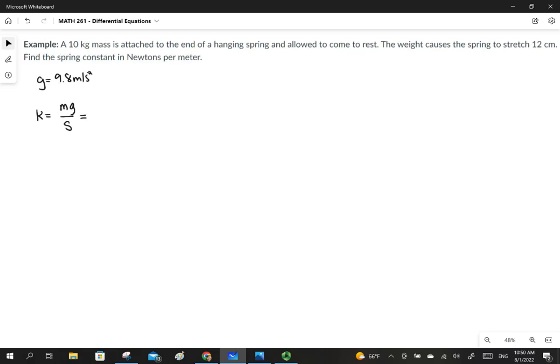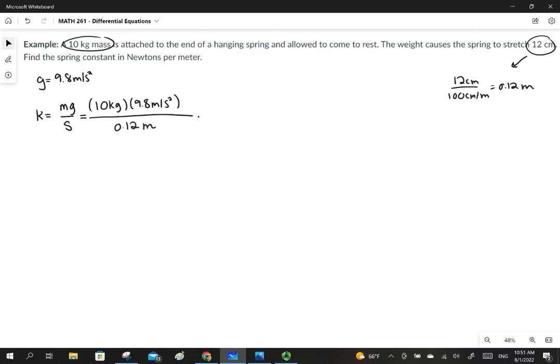So K is mg over S. M was given as 10 kilograms. We said for g, we're going to use 9.8 meters per second squared. And then our S needs to be changed into meters, with 12 centimeters divided by 100 centimeters per meter is 0.12 meters. And then when we plug that into our calculator, we get that K is approximately 817 newtons per meter, because 1 newton is 1 kilogram meter per second squared.